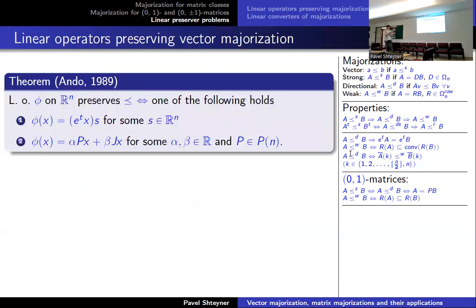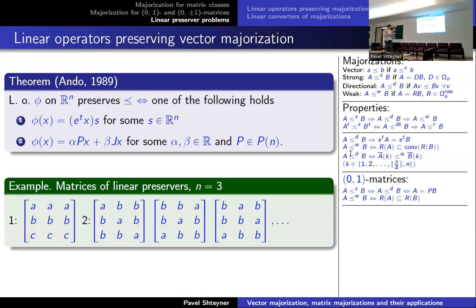The first result for majorization theory is a theorem by Hardy. He characterized linear operators that preserve majorization. It turns out that these operators are exactly the following. Either f of x is some vector scaled by the sum of components of x, or f of x is alpha Bx plus beta Jx, where alpha and beta are arbitrary real numbers, B is an arbitrary permutation matrix and J is the matrix of all ones.